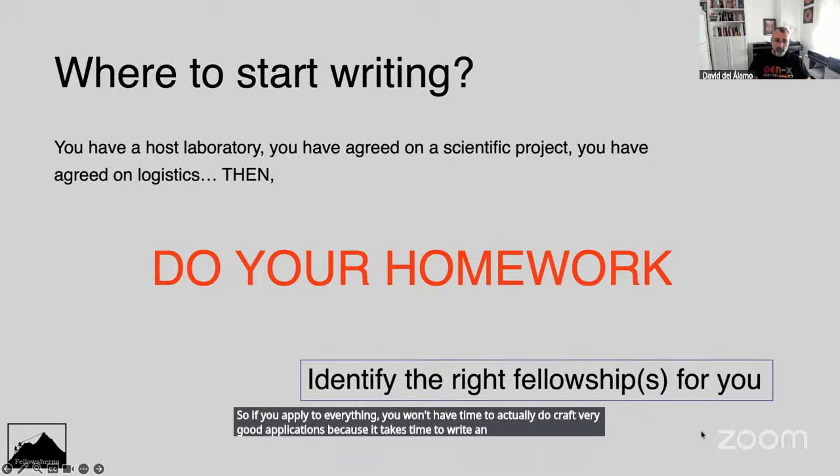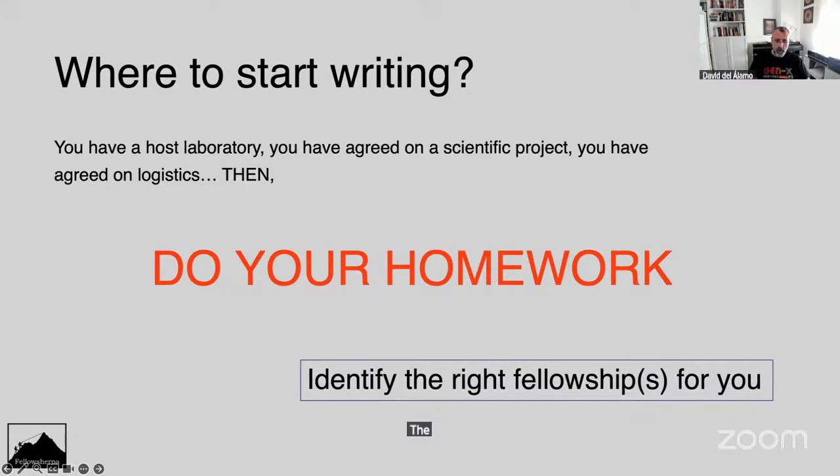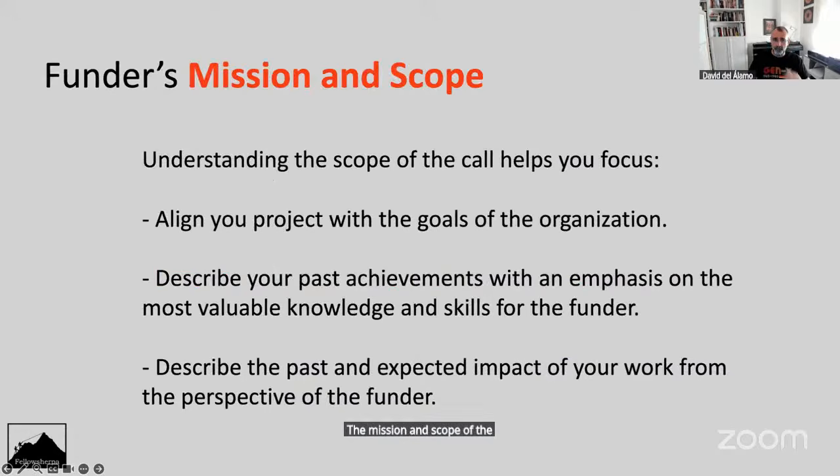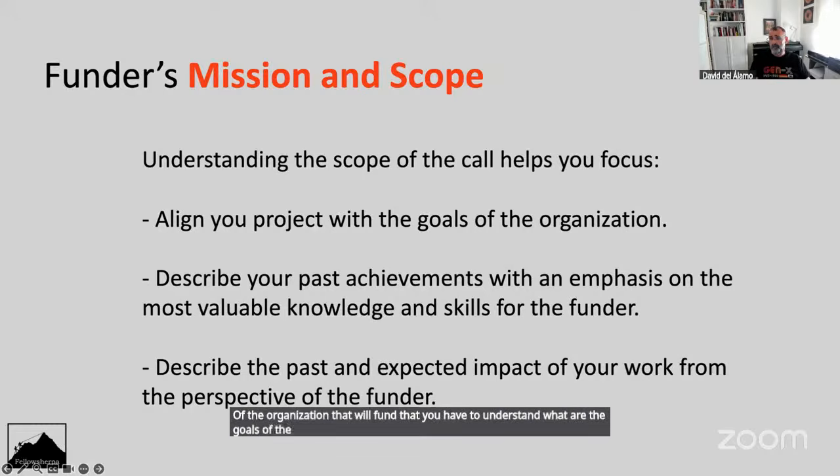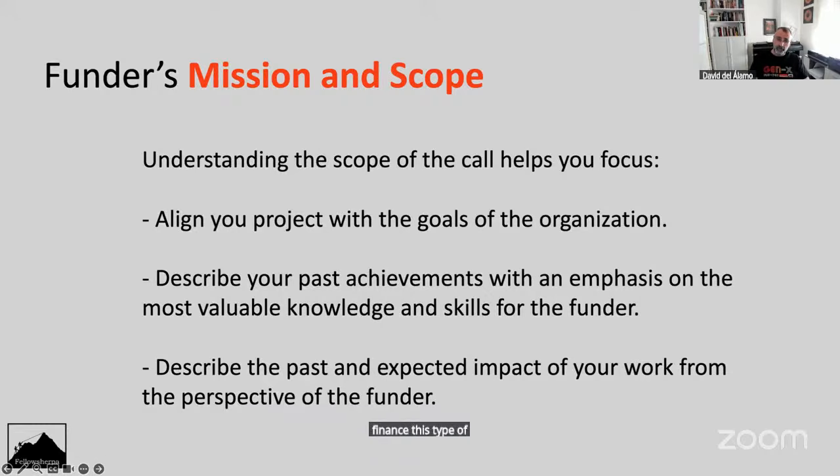So the first thing is identify the right one, and you have to start with the mission and scope of the organization that will fund you. You have to understand what the goals are of the organization that is going to pay for you. So if you apply for Marie Curie fellowships, obviously it's in their goals to favor the European Union, because those are the countries that are actually putting money to finance this type of fellowship.